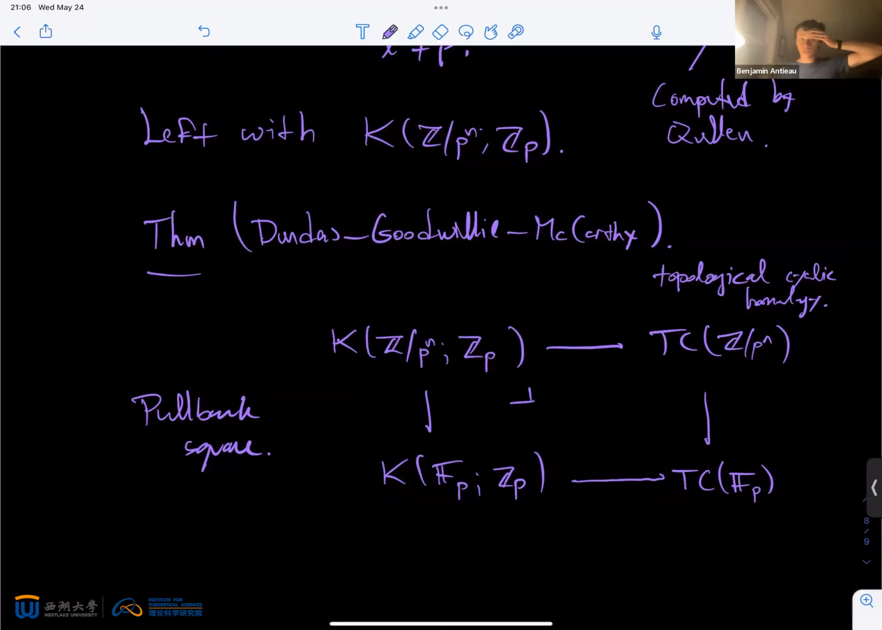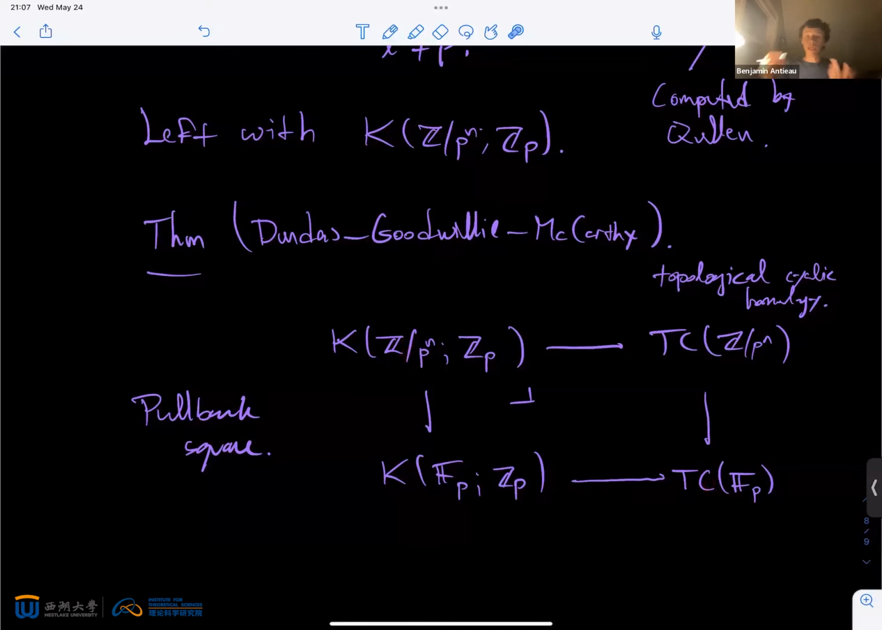I'm not going to tell you too much about what it is, but it's an invariant of rings, and I'm going to tell you a little bit about how to compute it in a moment, but I'm not going to tell you how it's defined. But the point is that this is a pullback square, which means that on homotopy, there's a Mayer-Vietoris sequence. Like pi_i of this maps to pi_i of this plus pi_i of this. That sum maps to pi_i of this, and then there's a boundary map to pi_{i-1}.